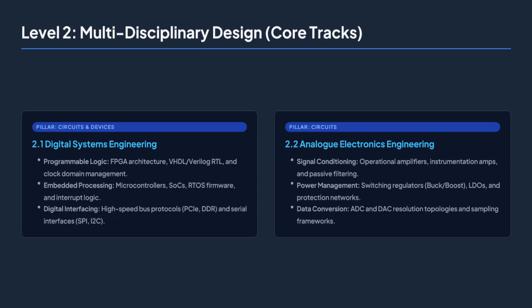Moving into level 2, we split into core tracks. In digital design, we configure programmable FPGA logic and embedded microcontrollers, while high-speed bus standards like PCIe and DDR ensure high bandwidth throughput. Parallel to digital, we have analog electronics, which handles signal conditioning and precise power management, with switching regulators and data conversion blocks bridging real-world sensor data with digital computation.